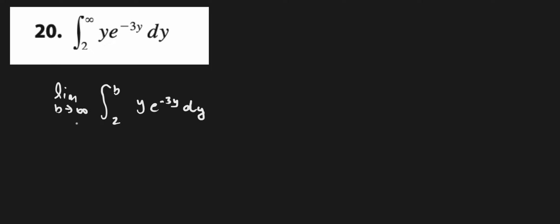So we have to first find the antiderivative of y e to the negative 3y dy. This is going to use integration by parts, IBP. Because if we set u equal to y, that's not going to help. If we set u equal to negative 3y, that's also not going to be helpful. So u substitution is not the way to go for this one. This is integration by parts. So I'll set u equal to y, du equal to dy, dv equal to e to the negative 3y dy.